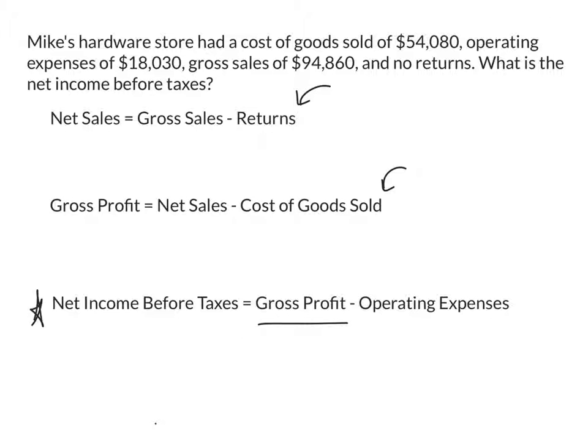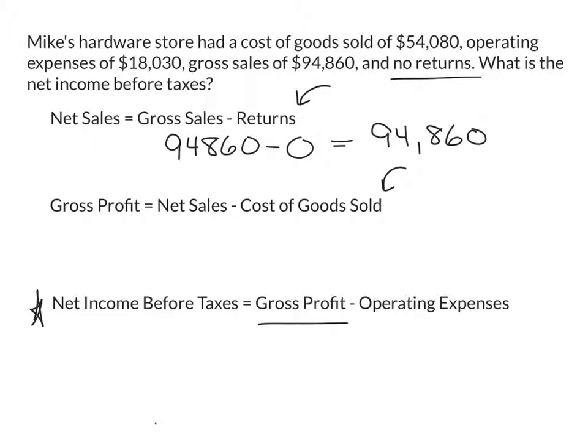First, I'm going to find net sales, and net sales is found by taking the gross sales and subtracting any returns. So gross sales is $94,860, and the problem tells us that we don't have any returns. So we're going to subtract 0. So 94,860 minus 0 is just 94,860, and this is the value of net sales.